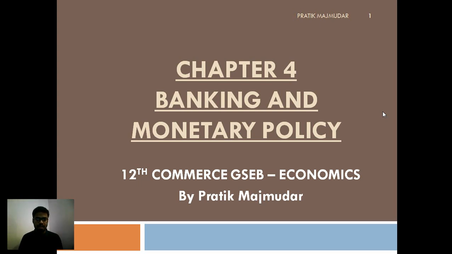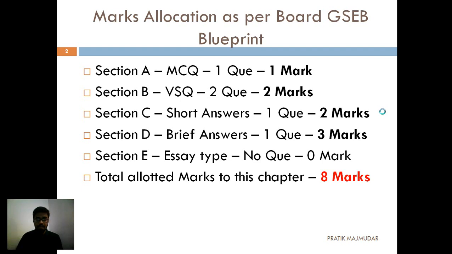So, as per the board's requirement, the marks allocated for this particular chapter are 8 marks. In section A, one MCQ is going to be asked, for 1 mark. In section B, 2 questions, for 1 mark each, so total 2 marks. In section C, 1 short question, for 2 marks. In section D, 1 brief answer writing, for 3 marks. And there is no question in section E for this particular chapter. So the total marks allocated for this chapter are 8 marks.